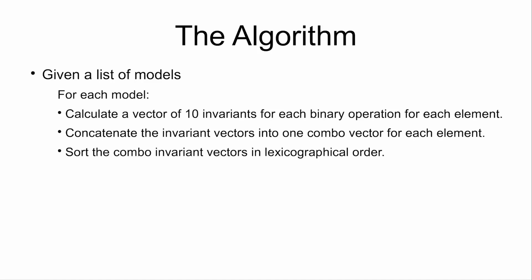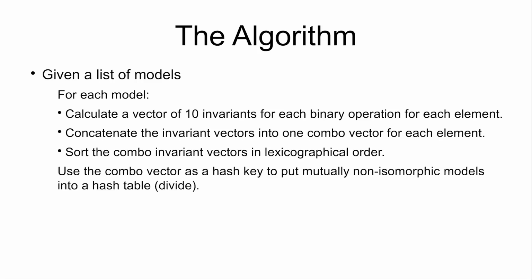Then sort the invariant vectors in lexicographical order for ease of comparison later. If two models do not have the same combo invariant vectors, then they cannot possibly be isomorphic to each other. Now comes the divide and conquer algorithm. We use the combo vector as a hash key to put the mutually non-isomorphic models into a hash table. That is, models in different buckets will be non-isomorphic to each other. This is the divide step.